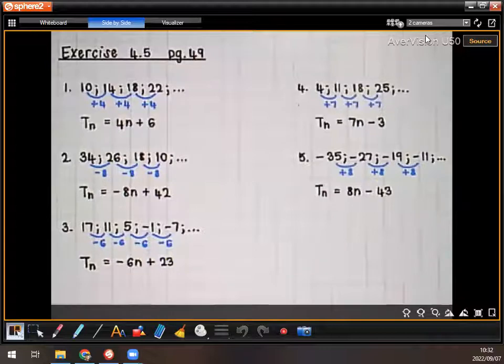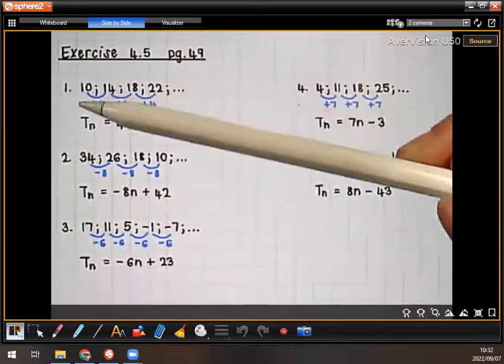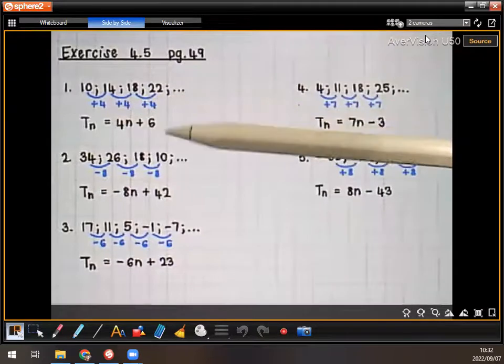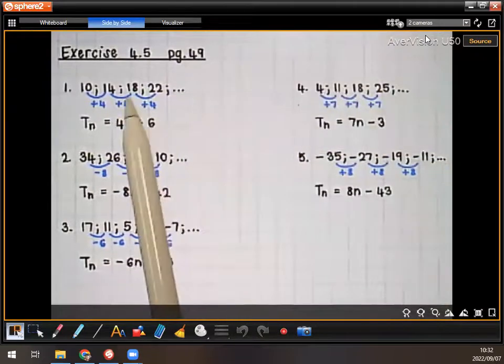Okay, number one there, guys, remember for these formulas, all I wanted you to do was to find the formula. For those of you that maybe struggle with this, first you identify what number you're adding or subtracting every time, and that you multiply by n.